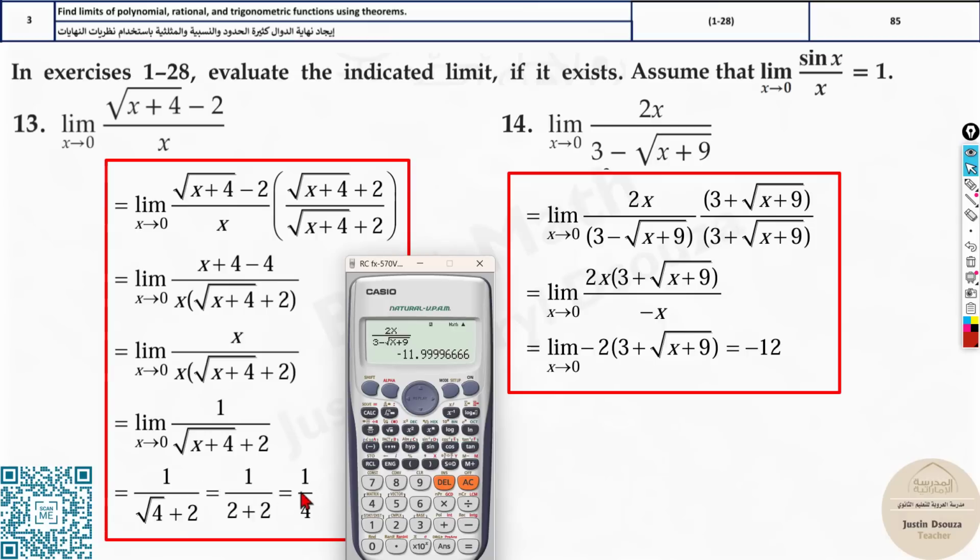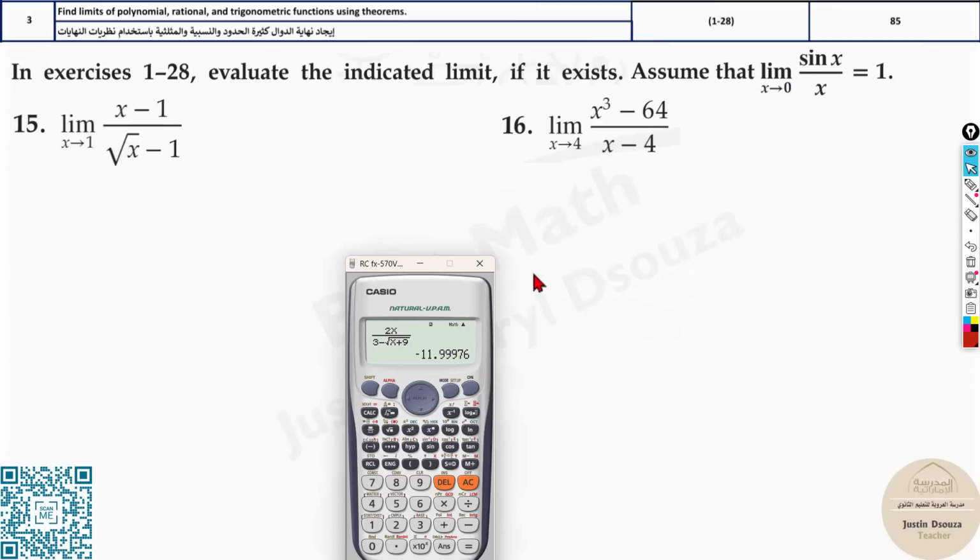And over here we get 1/4. You may not get exactly 1/4, you will get 0.25 or 0.24449 or something like that. Very, very close to 1/4. You can do one more thing. Instead of putting some values, if you do 0.001, then you might get exactly 12 as well. Sometimes you get that, but it depends.